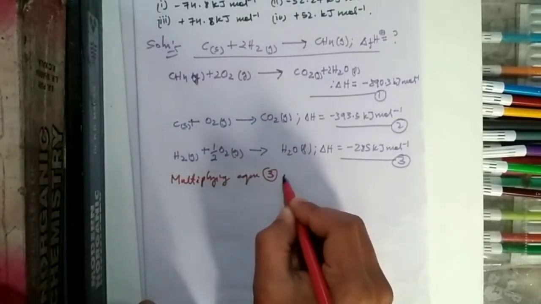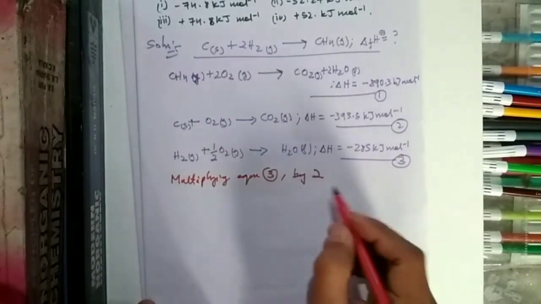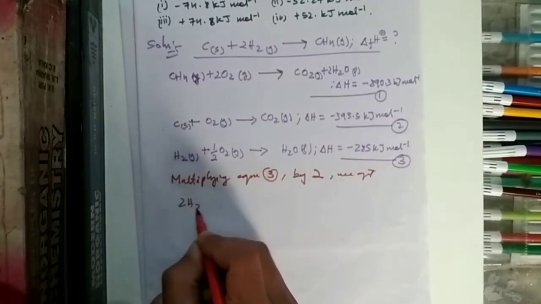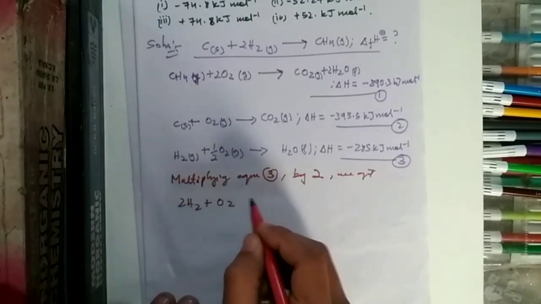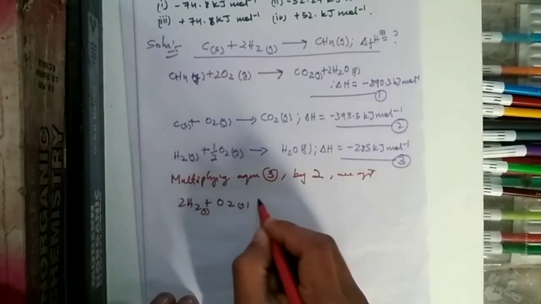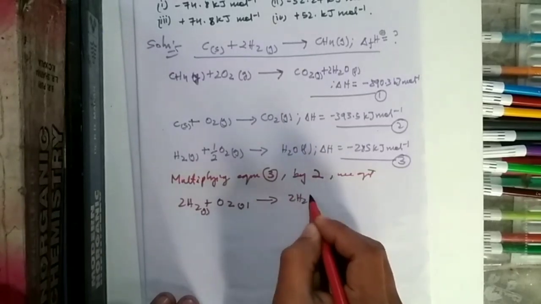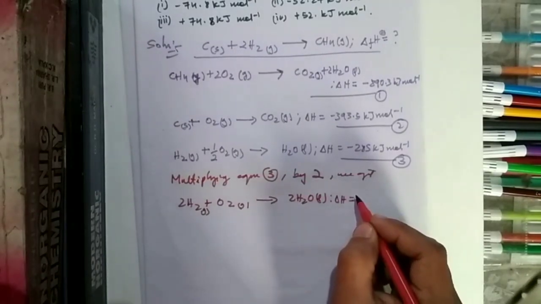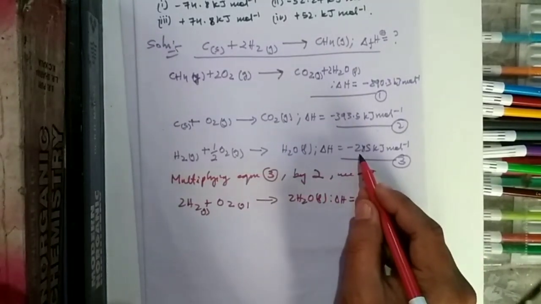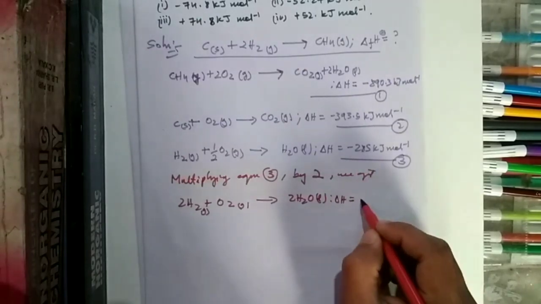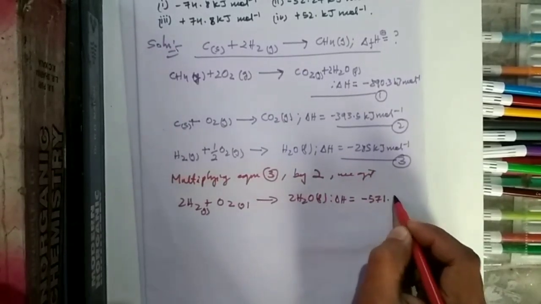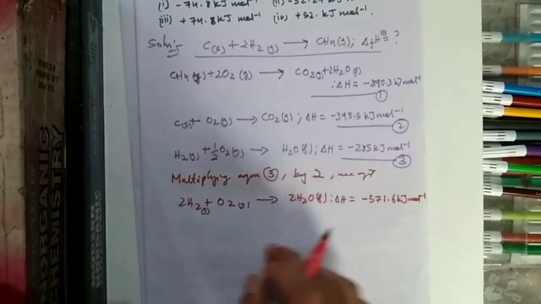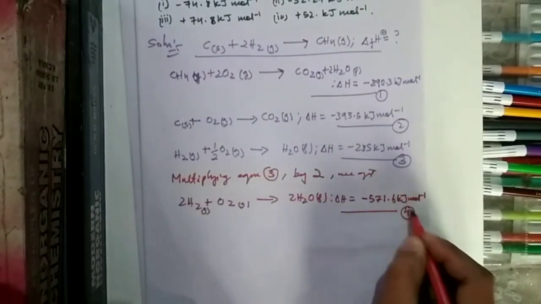equation 3 by 2. We get 2H2 plus O2 gas giving 2H2O liquid. Even for enthalpy we will multiply by 2. So when we multiply this by 2, what we get is minus 571.6 kilojoule per mole. Let's take this as equation 4.